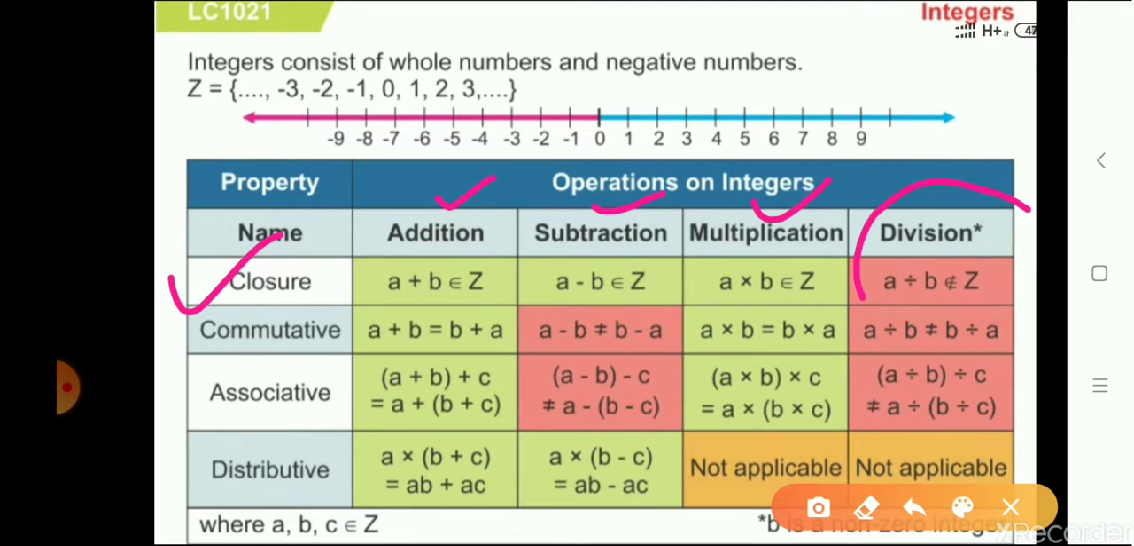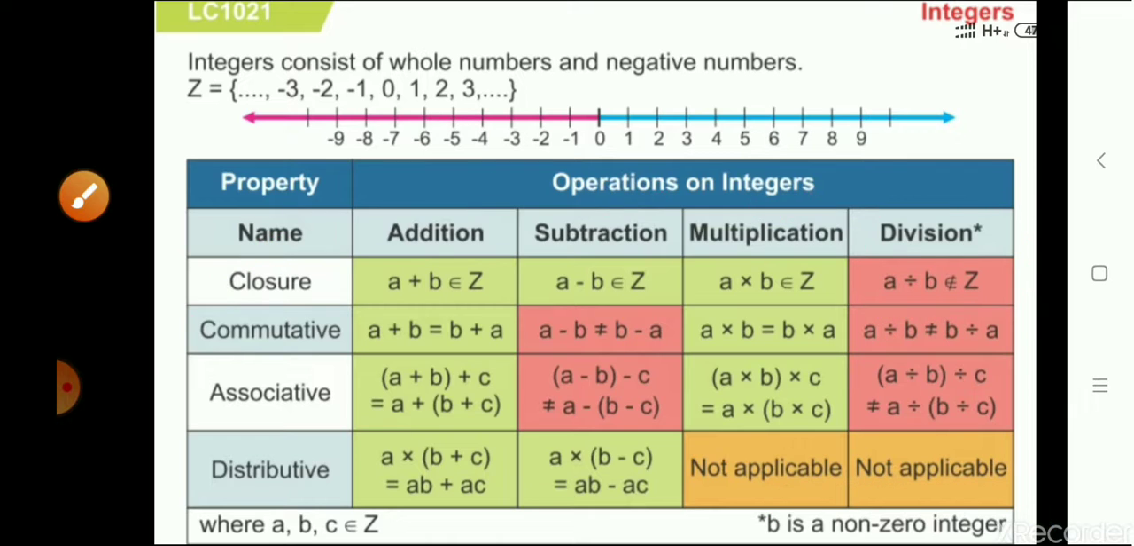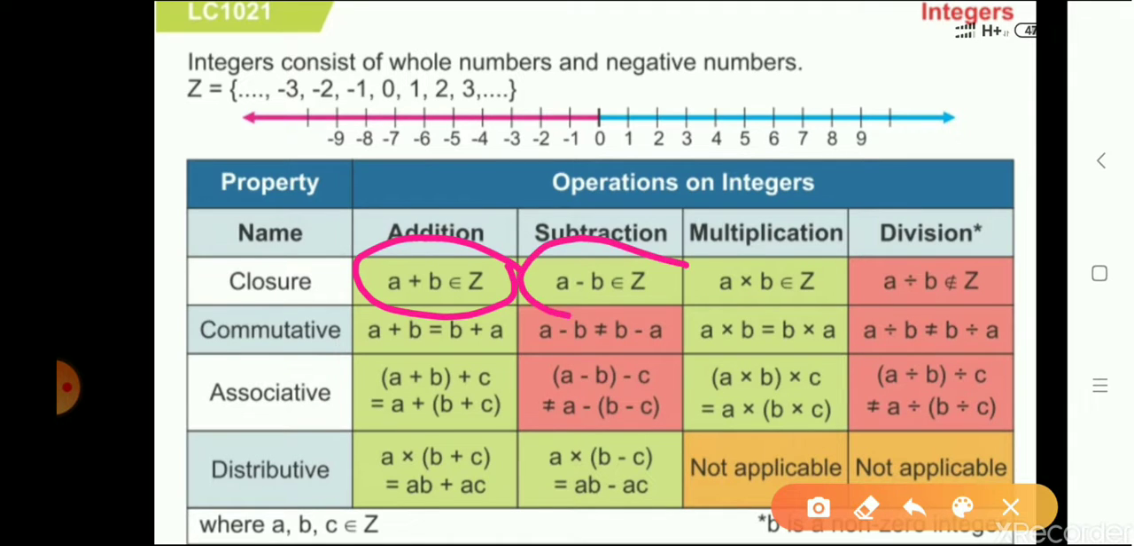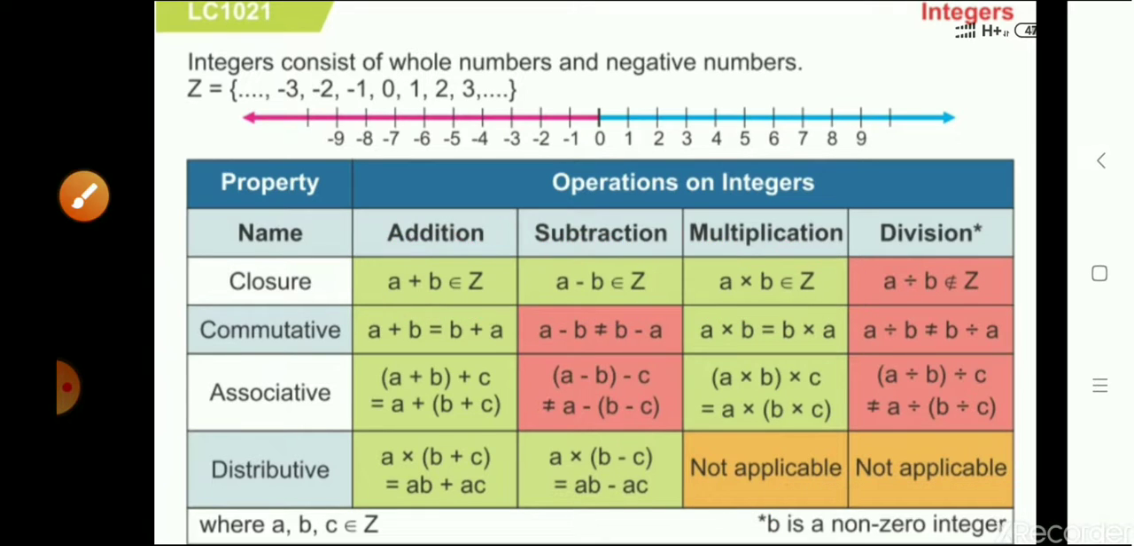But in the case of division, it is not so. Whenever we divide two integers, it is not necessary that we get the resultant in integer form every time. It can be a decimal number or a fraction also. So we can say that whenever we add two integers, we get an integer; whenever we subtract two integers, we get an integer; whenever we multiply two integers, we get an integer, but not in case of division. So integers are closed under addition, subtraction and multiplication.